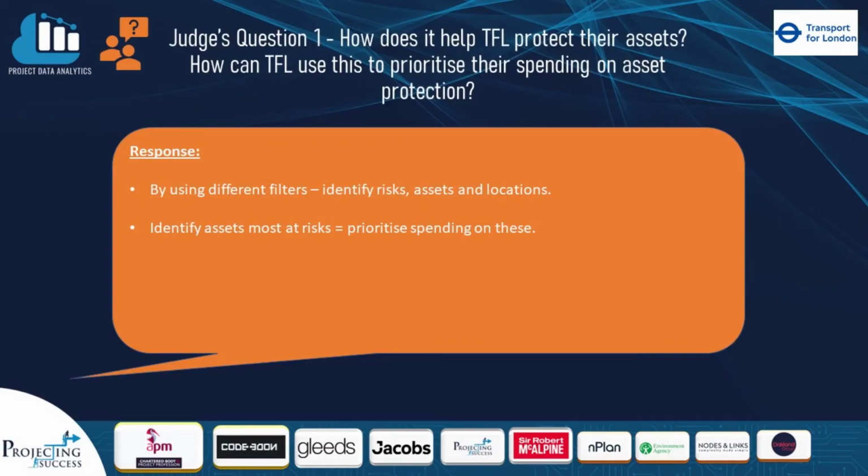Our response to question 1 is by using different filters, TfL can select different assets, risks, and areas across the data set. The colours and the size of the points allow us to identify which assets are most at risk and prioritise their spending on this.